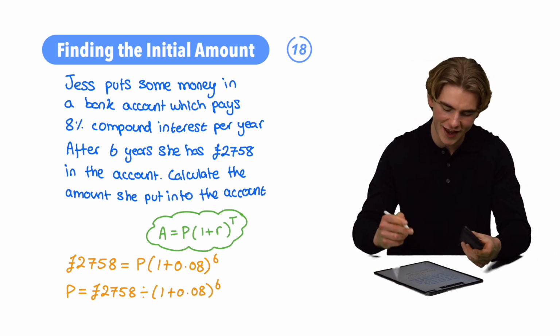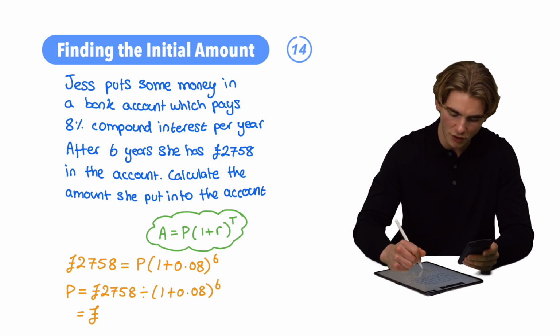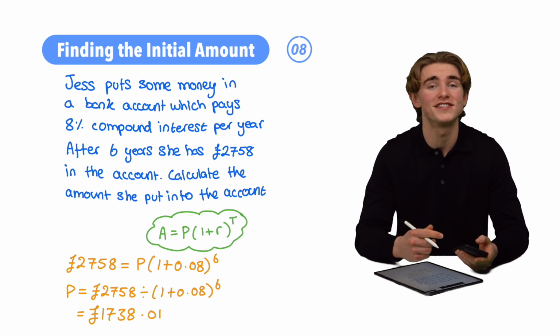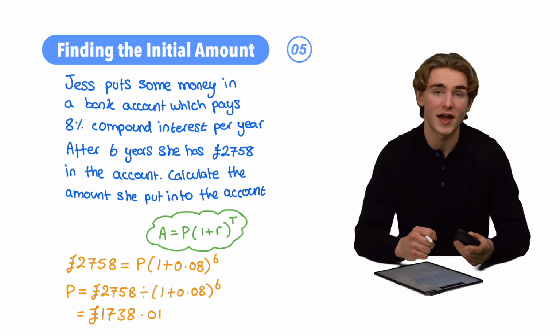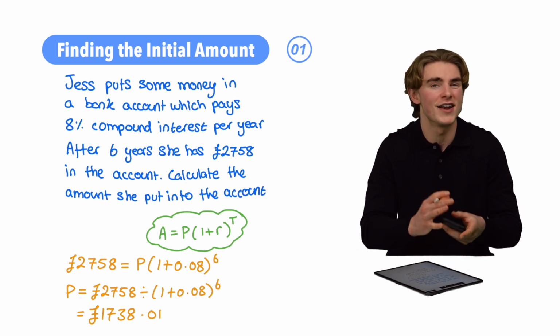And guys, if we bring that into our calculator, we would get that P, our initial amount, is equal to £1,738 and 1 pence if we round that to 2 decimal places. And to be fair, if we said £1,738 or £1,738 and 1 pence, they're not going to mind.